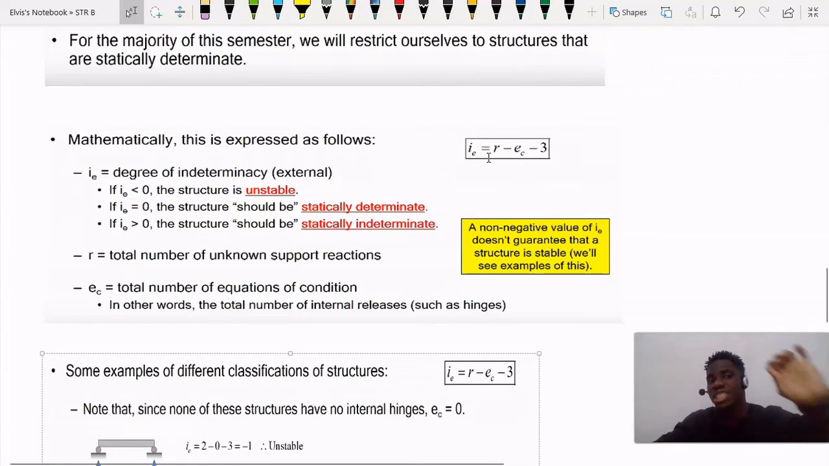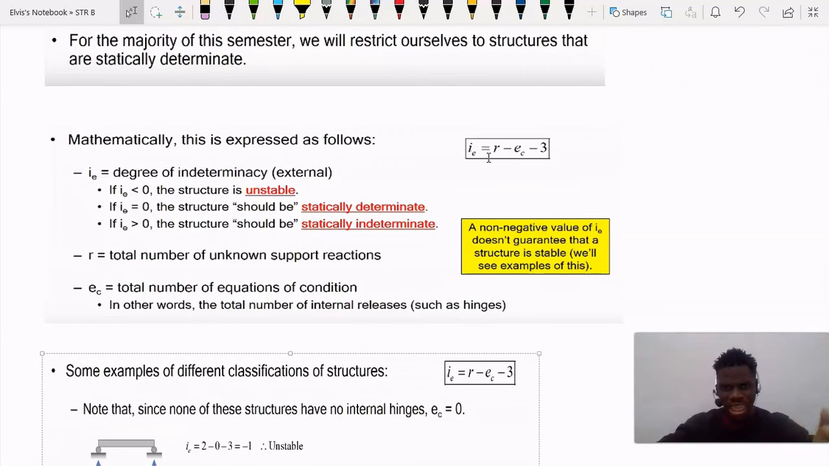Okay, I sub E is the degree of indeterminacy. Now, guys, what do we mean by degree of indeterminacy? We said if we have more unknowns than the equations of equilibrium, this is going to be an indeterminate structure. Let's say, for example, we have 4 unknown forces, and normally we always have 3 equations of equilibrium. So this is going to have a degree of indeterminacy to the first power, okay?